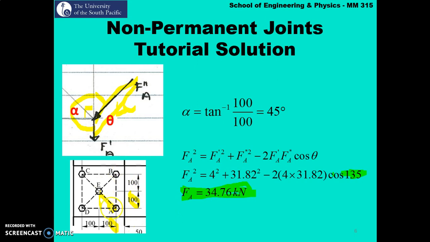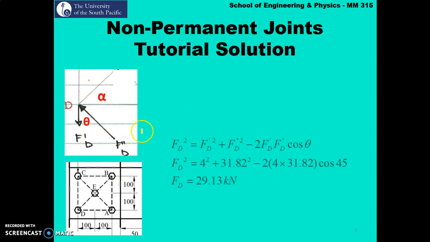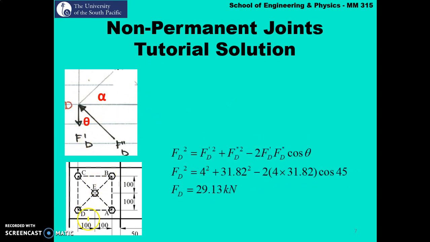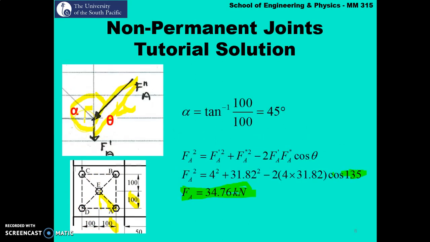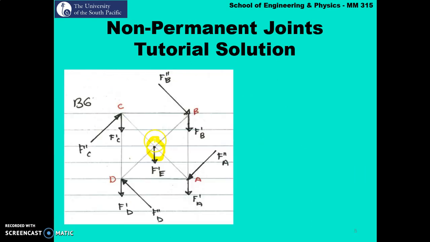And when we look at the geometry, we'll say that the force acting on bolt A is the same as the resultant force acting on bolt B. Now the next thing is when we look at bolt D. So for bolt D, we're just isolating the free body diagram that we got over here.